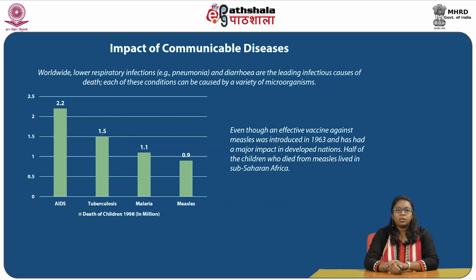AIDS was the single leading infectious cause of death in 1998, with an estimated 2.2 million deaths, followed by tuberculosis with nearly 1.5 million deaths, and malaria with 1.1 million deaths. Nearly 9 lakh children died as a result of measles in 1998, even though an effective vaccine against measles was introduced in 1963 and has had a major impact in developed nations. Half of the children who died from measles lived in sub-Saharan Africa.